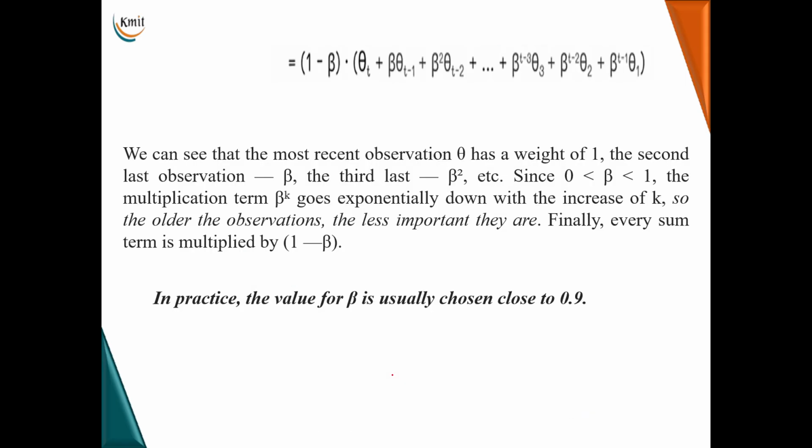And what do you notice here? We can see that for the current observation, the weight is 1. For the next it is beta, then beta square, and so on. That is exponentially decaying: 1, beta, beta square. More weightage is given to the current observation, less weightage to the previous observations, and even less to the more previous observations. And the general value for beta in all the algorithms is 0.9.